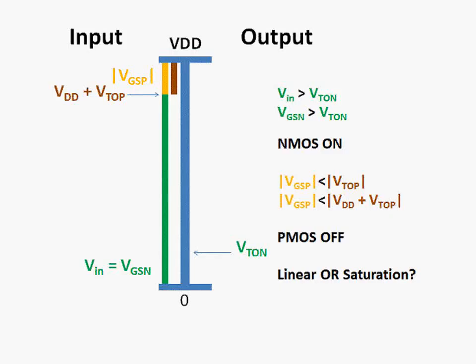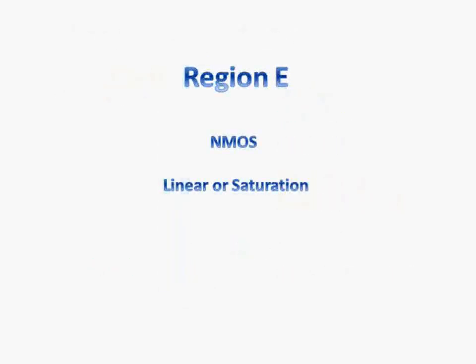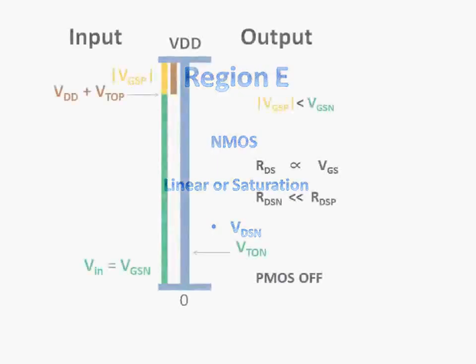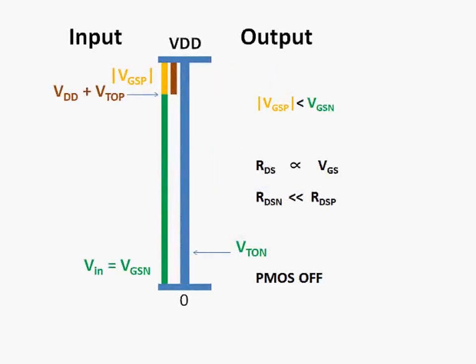To complete the analysis of the NMOS, we need to determine, is it operating in the linear or in the saturation region? To determine this, we need to know the NMOS drain source voltage. According to the IV characteristic, the drain source resistance is inversely proportional to gate source voltage.